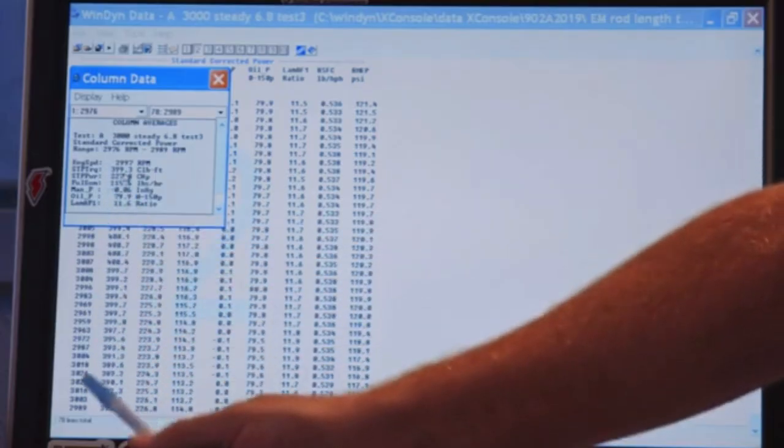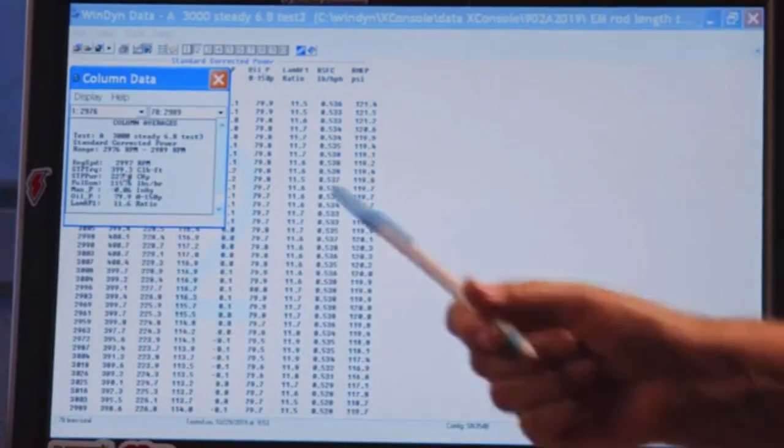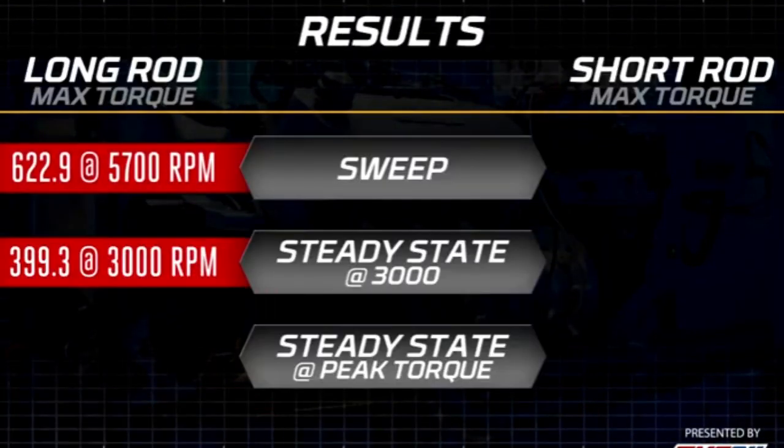What we did there is at 3,000 RPM, it collected a whole bunch of data points, and we're going to average them all, and the answer is 399.3 pound-feet of torque. Surprisingly low for what this thing is, but that's because it's way out of its range.